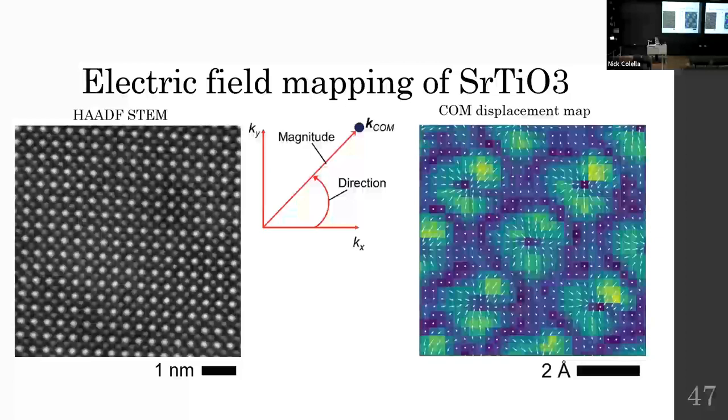So we can do that on different length scales. So back to my favorite, strontium titanate. So this is the HAADF STEM image. And what we can do is zoom in to some of these atoms, and we can take a very high resolution map, and we get something like on the right-hand side here. So the arrows represent the direction of the electron shift, and the color represents the magnitude. So we can see around each of the atomic positions, we have a field where the electrons are getting attracted to the nucleus and they're coming inwards. So that's kind of fun.